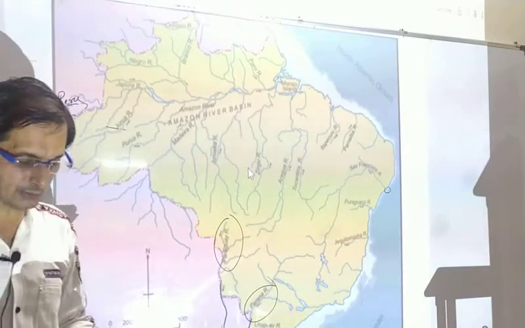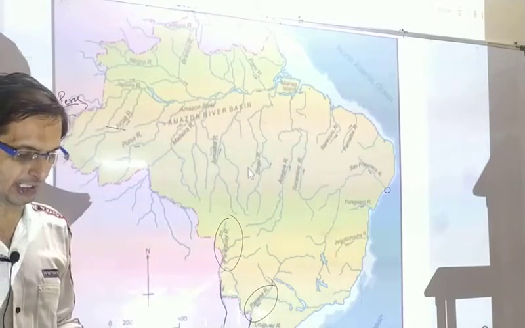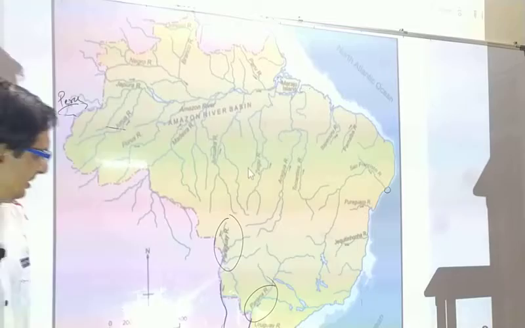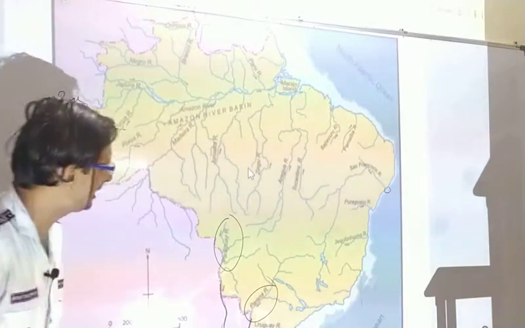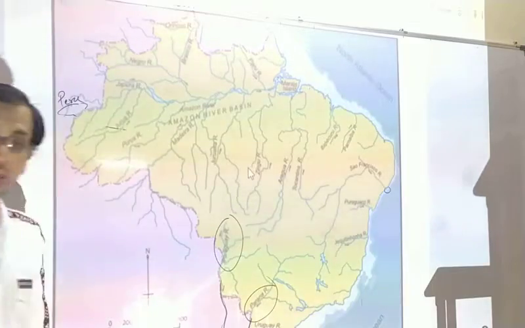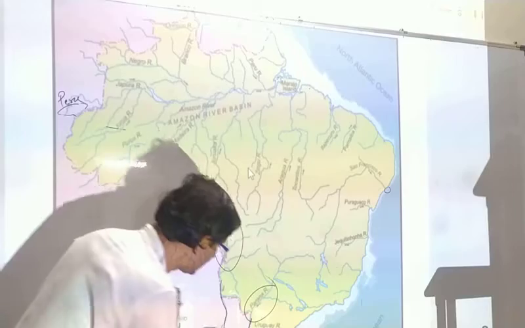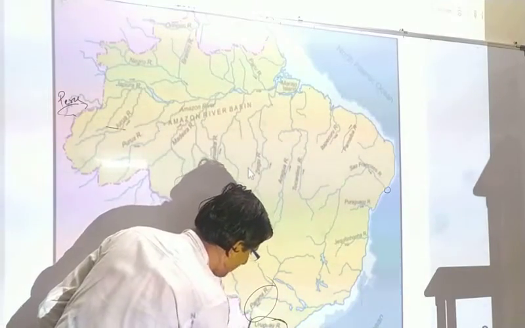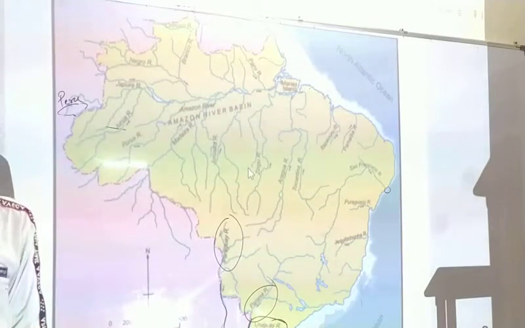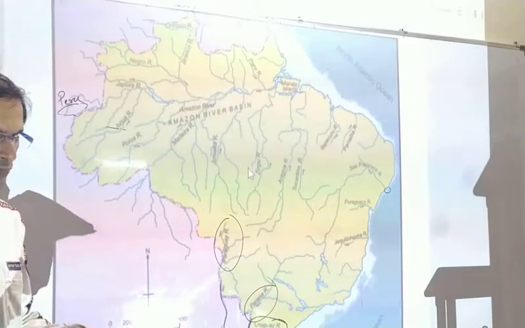Now, both rivers form the catchment of the River Plata in Argentina. They meet here, and there they get water from the River Plata in Argentina. These two rivers and the River Uruguay, the third river, which I am marking now, in the extreme south of the highland, collect the headwaters from the southern portion of the highland.